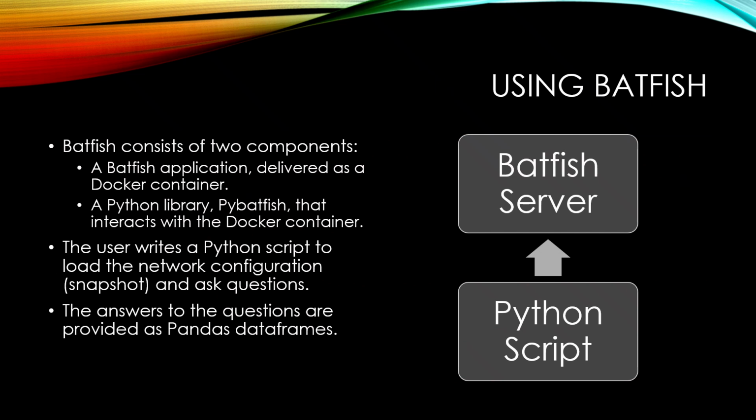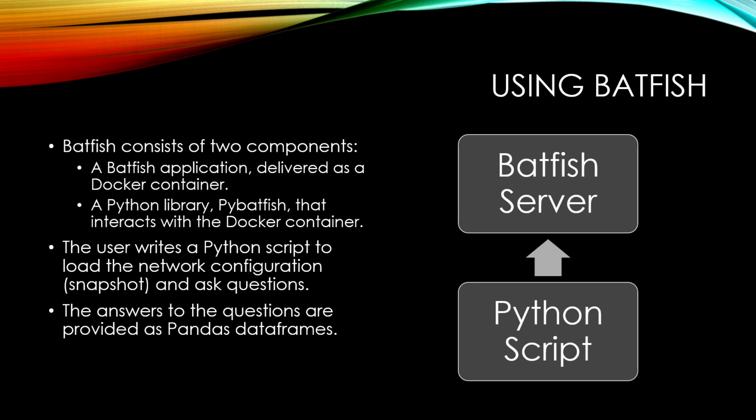To use Batfish, you need two components. You need the Batfish server itself, which is usually given as a Docker container. You can install Docker on a machine and run the Batfish container. You also need a Python script to ask the questions to the data model, right? So you write Python code, take the configuration files, and upload them.